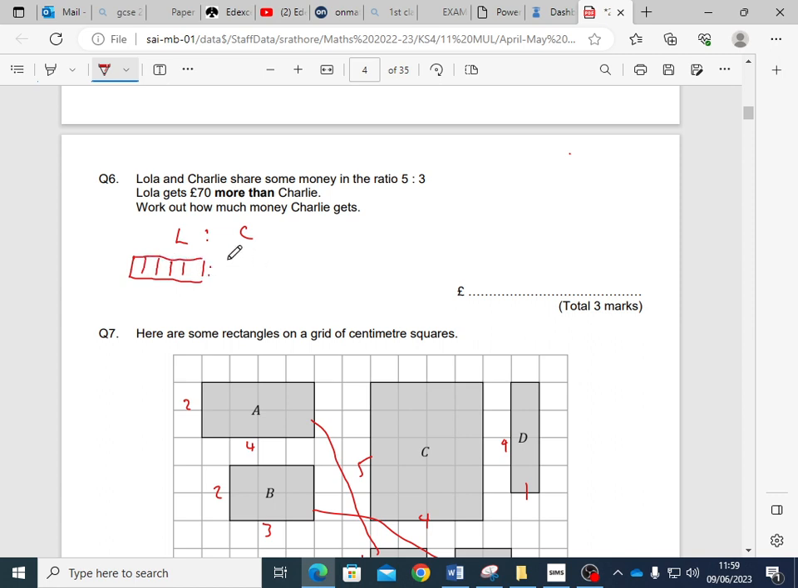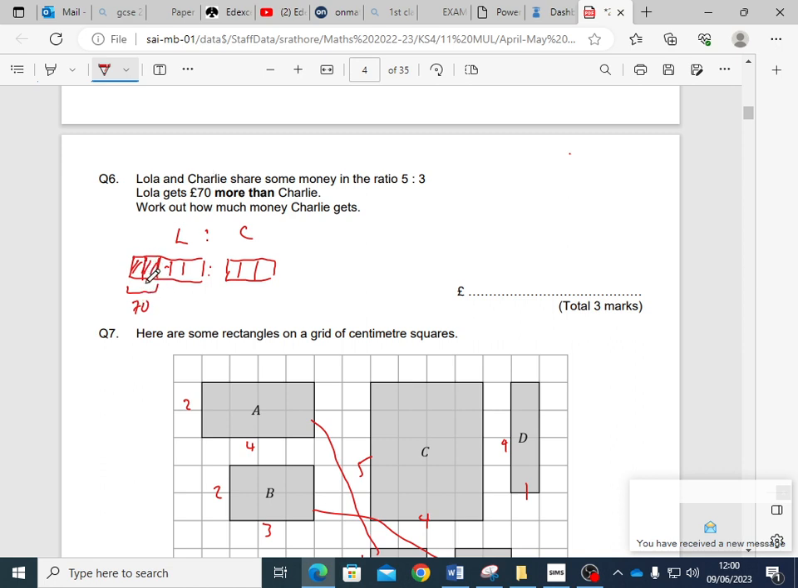And Charlie's got 3 parts. 1, 2, 3. So they both got 3 up to here, and then Lola's got £70 more. So how many parts Lola has got more? Lola's got 2 parts more here, and those 2 parts are worth £70 more. She's got £70 more. The 3 parts are the same, so 2 parts she's got extra is worth £70.